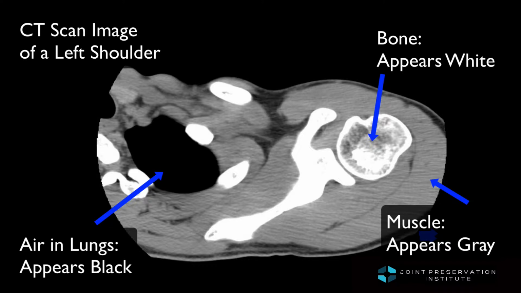Much like the plain X-ray, the dense structures such as the bone show up as white, while the less dense structures such as muscle and skin show up as gray. The air, which has the least amount of density and blockage to X-ray, shows up as black. We can see this in the lung or in the surrounding air.